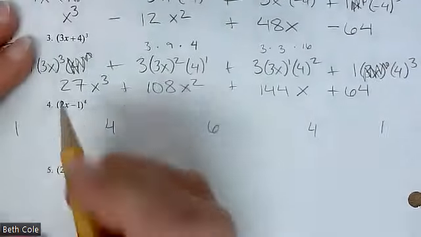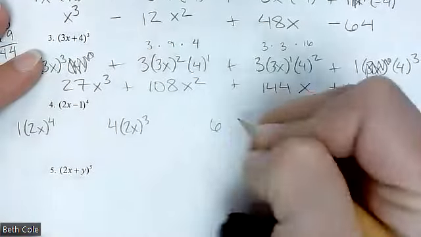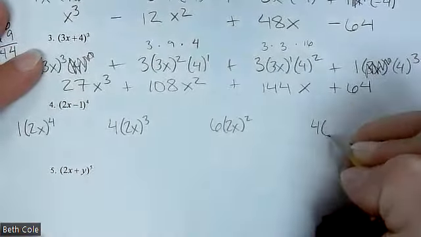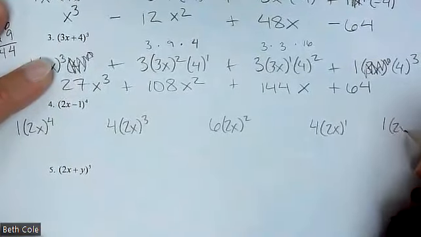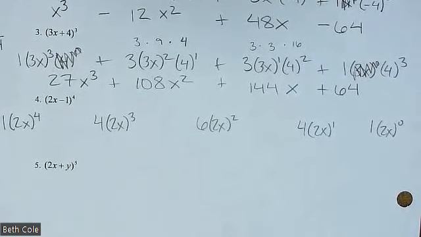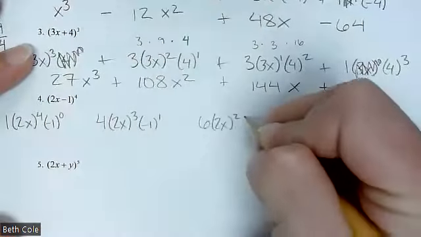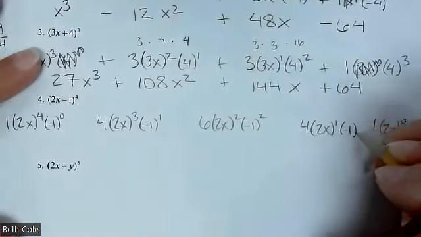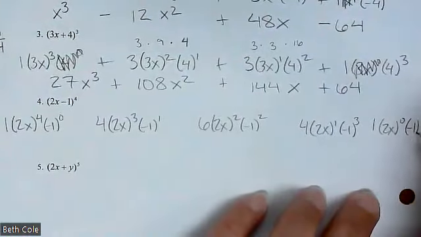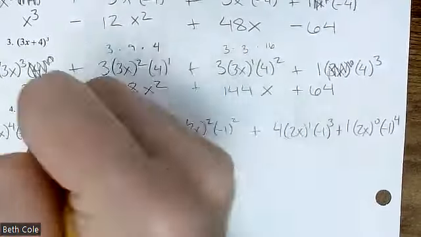So the first thing is 2x. You're going to need some parentheses. 2x to the 4th, 2x to the 3rd, 2x to the 2nd. I'm going to stop saying it because that's annoying. And then the second thing is a -1. So you're going to have -1 to the 0, -1 to the first, -1 to the second. And then put pluses in between everything.